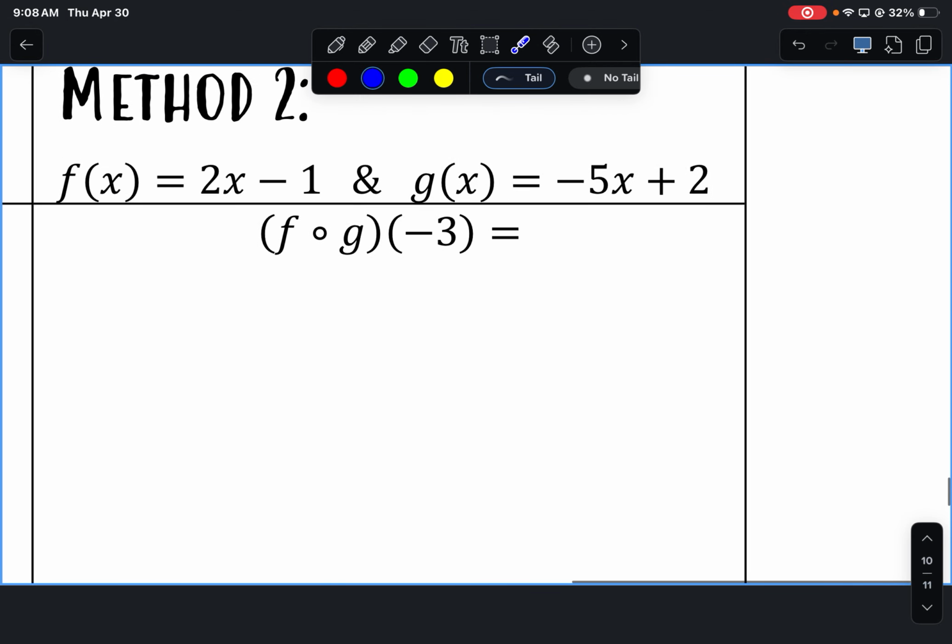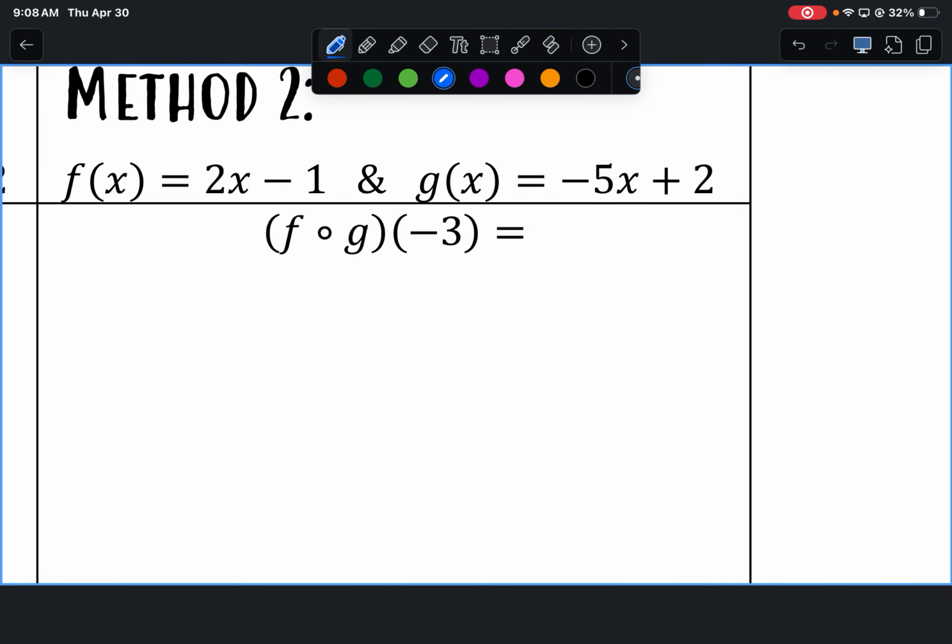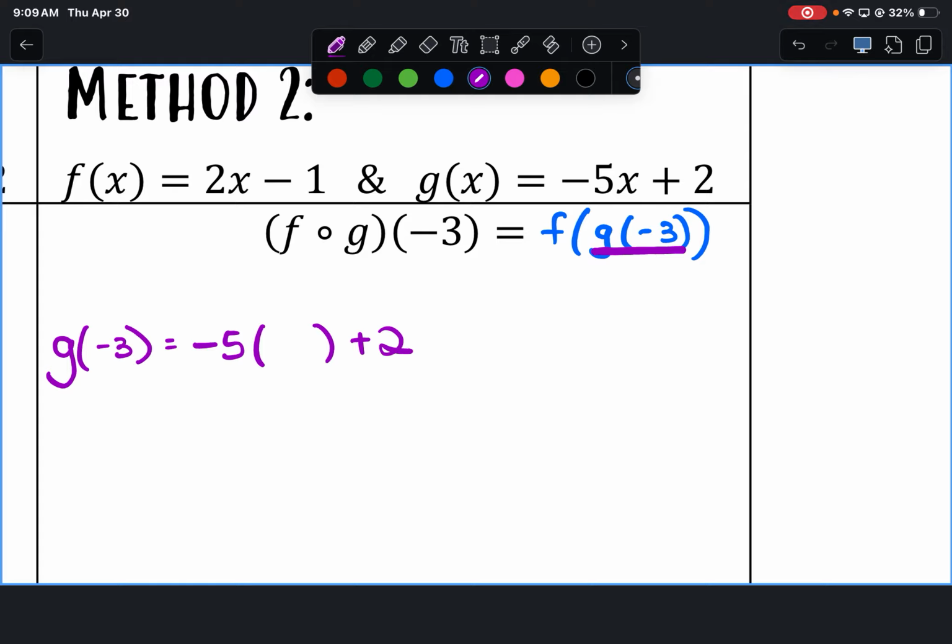So for method 2, how do I read this right here? F of g of negative 3. All right, so for the other method, we can kind of work it inside out. So we can figure out what g of negative 3 is first. So we can take and evaluate g of negative 3. So I'm going to take function g of x, which is negative 5x plus 2, and I'm going to plug in that negative 3 for x. What is negative 5 times negative 3? What is 15 plus 2?